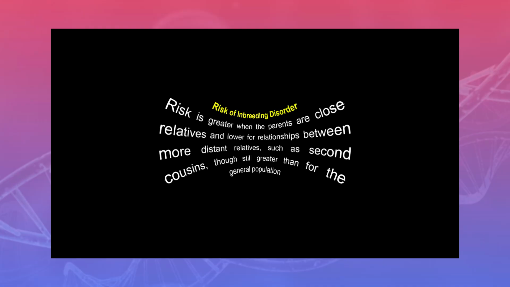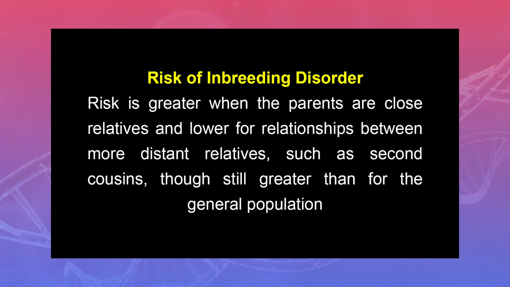The extent to which the risk increases depends on the degree of genetic relationship between parents. The risk is greater when the parents are close relatives and lower for relationships between more distant relatives such as second cousins, though still greater than for the general population. Children of parent-child or sibling-sibling unions are at an increased risk compared to cousin-cousin unions.